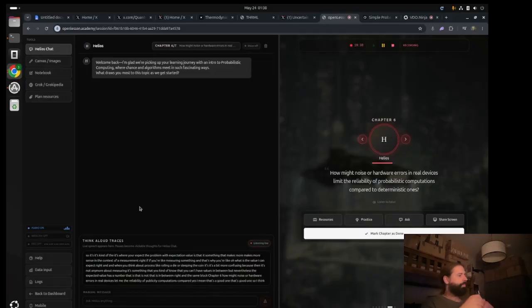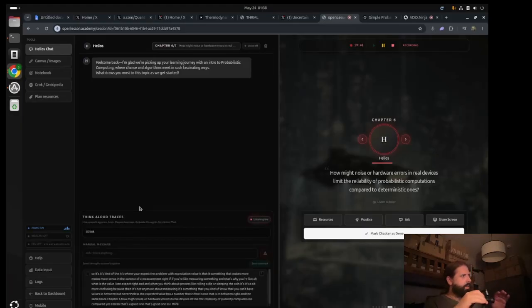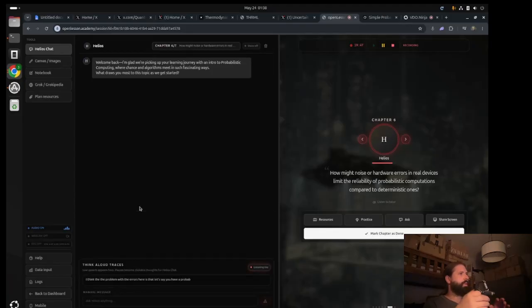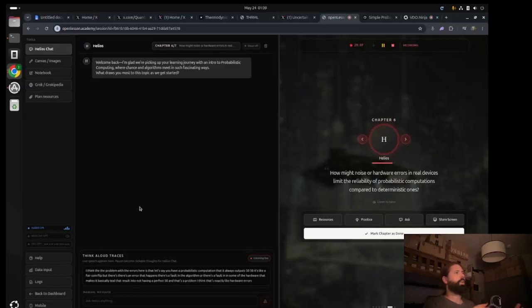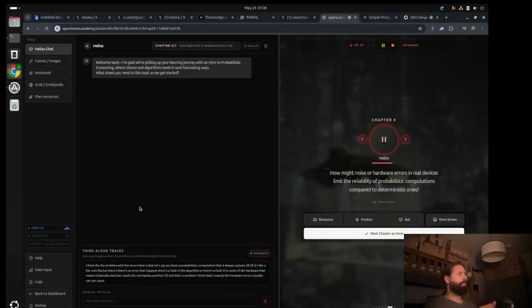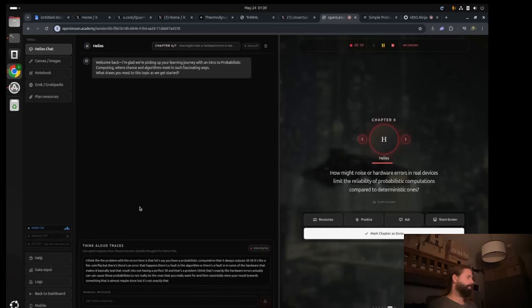So I think the problem with the errors here is that, let's say you have a probabilistic computation that always outputs 50-50. It's like a fair coin flip, but there's an error. There's a fault in the algorithm, or in some of the hardware, that tilts the result into not having a perfect 50-50, and that's a problem. Hardware errors can cause these probability distributions to not be the ones you really want, and essentially skew your result towards something that is almost that, but not exactly, and that is a problem.